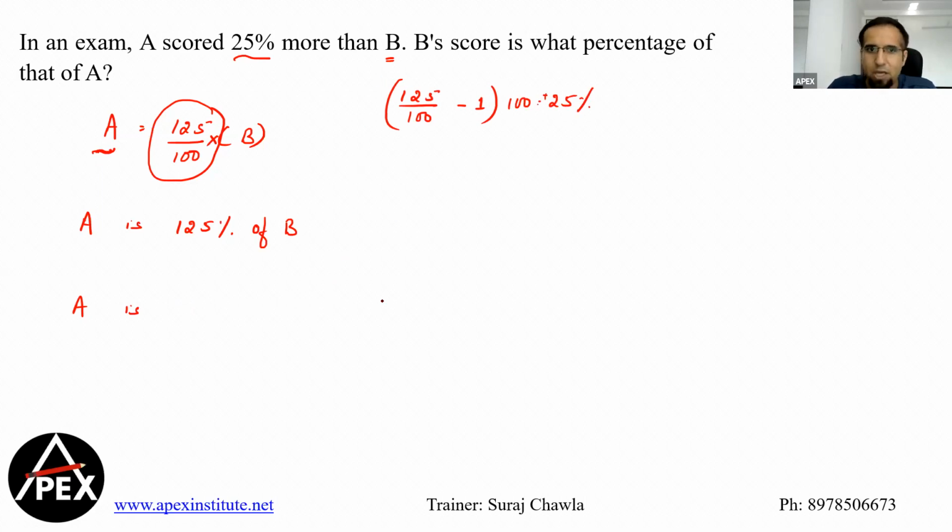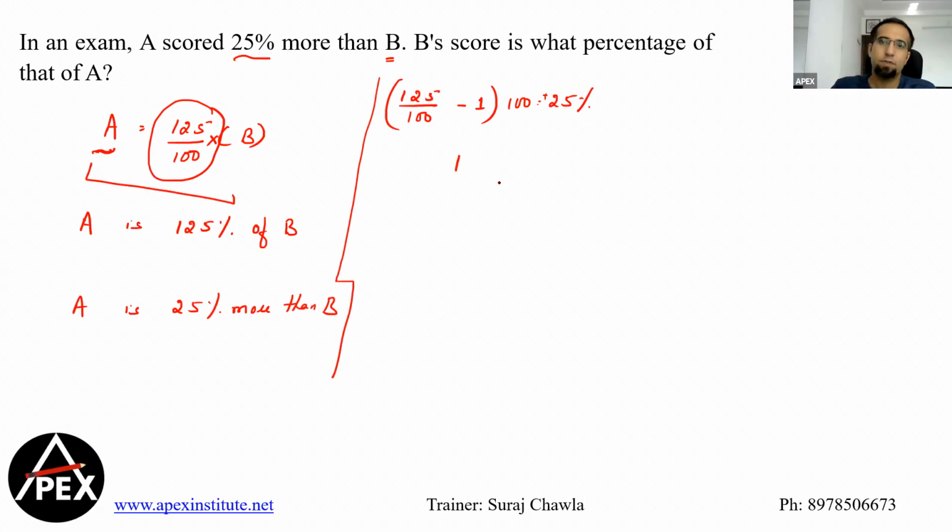This is what I can speak from A's perspective. But if I have this relationship, let's make B the subject. If I'm making B the subject, I get 5 by 4 of A. Sorry, 4 by 5, right? My bad. Is this point clear with all of us? B is equal to 4 by 5 of A.